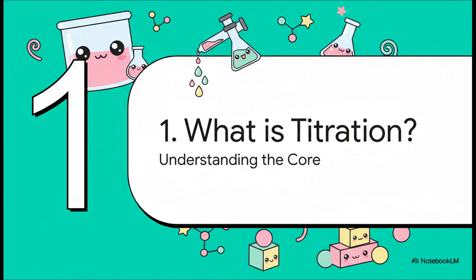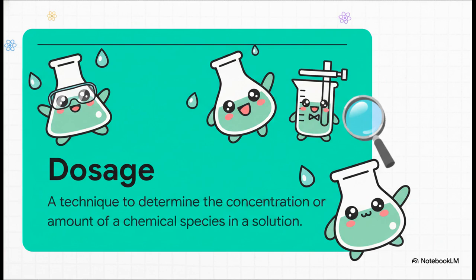Look, to really get a handle on titration, you've got to speak the language. So let's get our core vocabulary straight, because these terms are the absolute building blocks for everything that follows. First up, we have the word dosage. This is just a really broad general term for pretty much any technique you'd use to figure out the concentration of a substance. Think of it as the big umbrella category for what we're doing.